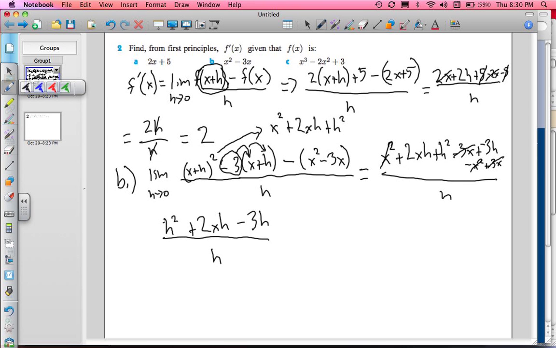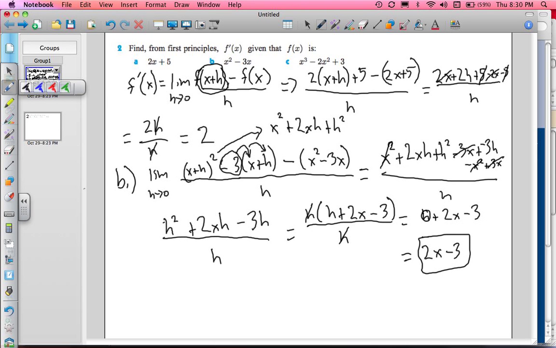Remember, we're trying to cancel out this h, which we'll be able to do. We just factor out an h. So this becomes h plus 2x minus 3, all over h. These cancel out and you end up with h plus 2x minus 3. As h goes to 0, this just becomes 0, so you're left with 2x minus 3. And that's the answer for letter B.